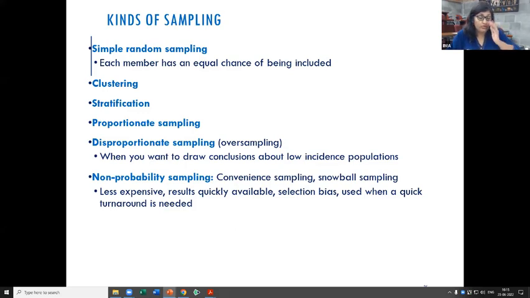Okay. Then you can do oversampling or disproportionate sampling, which is when there are certain populations that are very hard to reach, people in remote village areas or people in tribal areas. They're not so easy to reach from here, which is when you will oversample them. And then for non-probability sampling, you have convenience, snowball sampling, etc., etc.